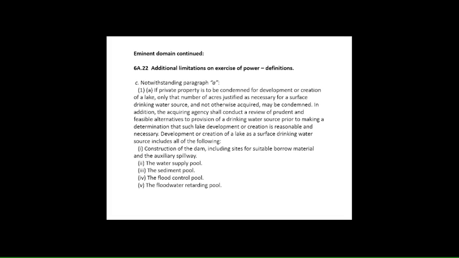The first thing you should note is on this page, under C1, second line down, starting with only that number of acres justified as necessary for a surface drinking water source not otherwise acquired may be condemned. So you can only condemn the minimum that you need. You can't condemn for recreational purposes. There are, as you'll notice, going down the list, some ancillary and auxiliary purposes for which you can condemn, including the surrounding area that's needed for necessary setbacks.